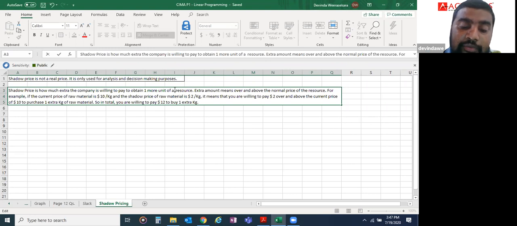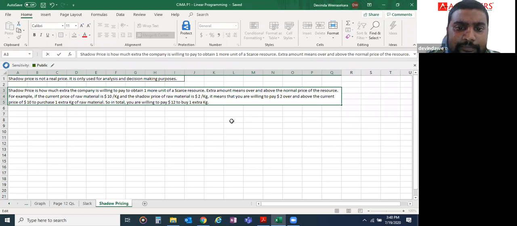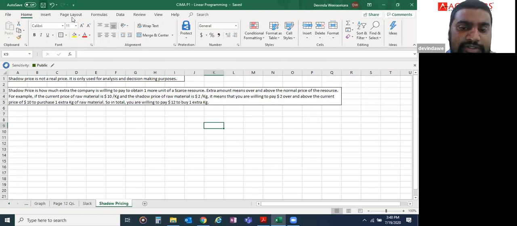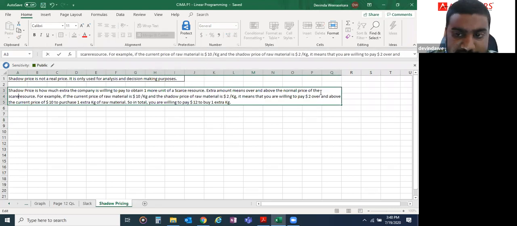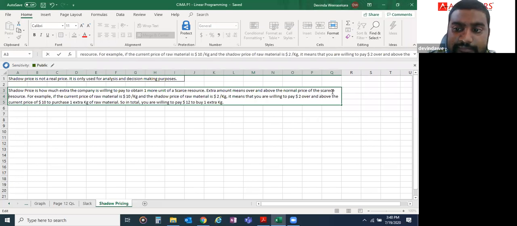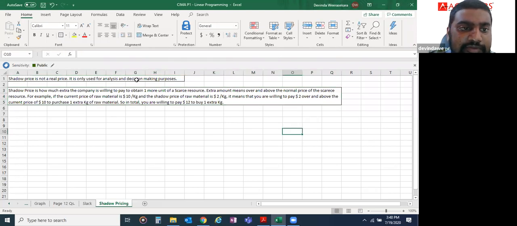Think about it. Why are you willing to pay extra? Because this is a scarce resource. So I'll add the word here: one more unit of a scarce resource. Clear? Since it's a scarce resource, that means you don't have enough of this resource available.